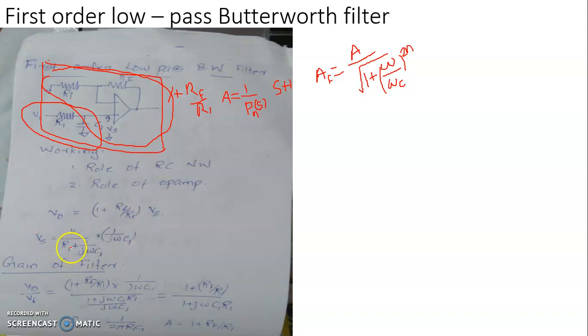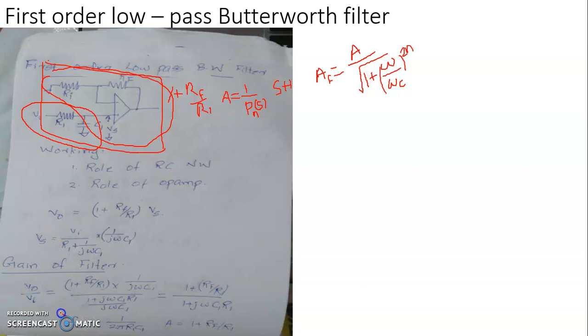We substitute this value of Vs here, that is 1 by j omega C1 into Vi divided by 1 plus j omega C1 R1 divided by j omega C1. Take Vi to the left side, we get an expression for the gain of the filter, Vo by Vi, equal to 1 plus Rf by R1, j omega C1 vanishes, divided by 1 plus j omega C1 R1. Of course, we substitute this as the characteristic corner frequency of the low pass filter, Fc.